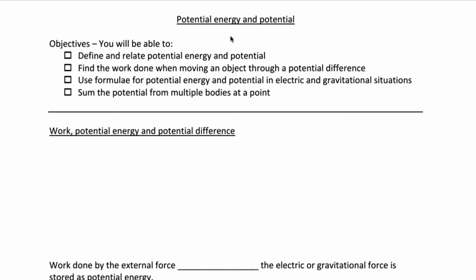In this lesson, we're going to talk about potential energy and potential. Here are the objectives. Just like in the previous lesson on fields, we're going to be focusing on the electric and gravitational situations and making comparisons between the two. Let's start by thinking about work.